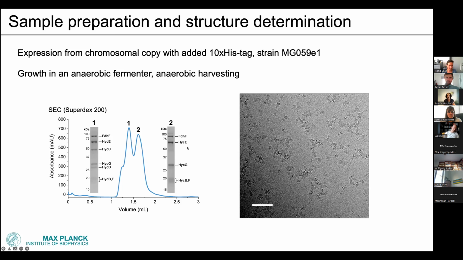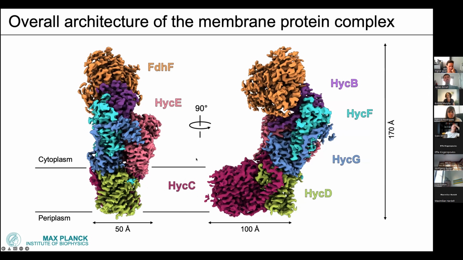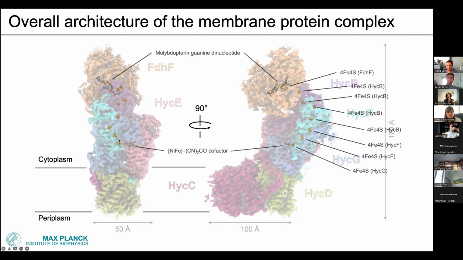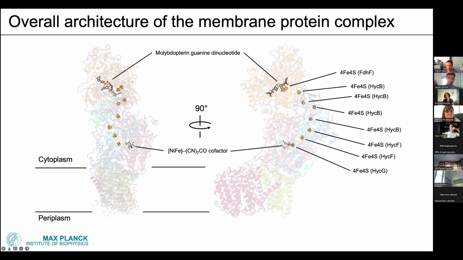In the first case, coming off of the nickel column and then off of an SEC, we had 2 peaks. The first peak looked quite good, and the second peak was missing the membrane-bound subunits. So we went about trying to solve the structure, and quite quickly we were able to see the overall layout of the complex. At the top, with the orange subunit, we have the formate dehydrogenase. That's where formate is oxidized to CO2, and electrons are then passed from the formate down a chain of iron sulfur clusters to a nickel iron cofactor.